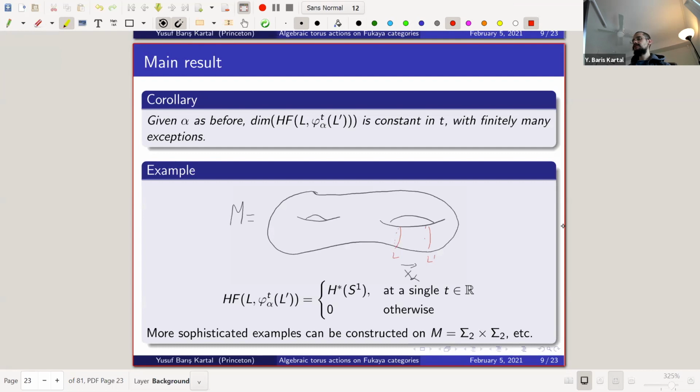And you can ask yourself whether you can produce examples where, for instance, these Floer homology groups are non-zero at exactly 2 points, etc. And you can produce more sophisticated examples on the product, and I think on the symmetric products as well, on the product of two genus 2 surfaces, and on the symmetric product, etc.